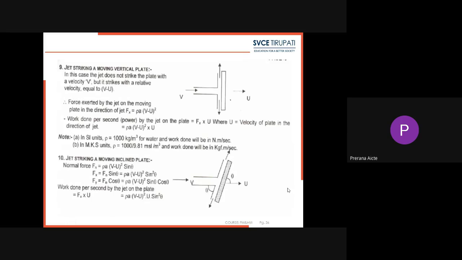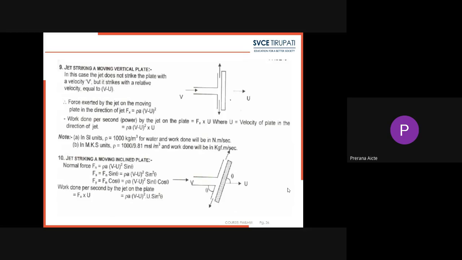Then another one, the jet striking a moving vertical plate. In this case, the jet does not strike the plate with a velocity v, but it strikes with a relative velocity equal to v minus u. Here v is the jet velocity and u is the moving velocity of the plate.